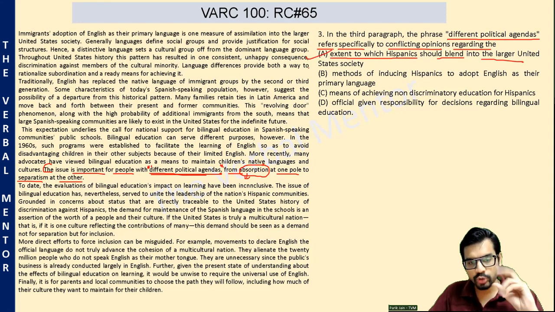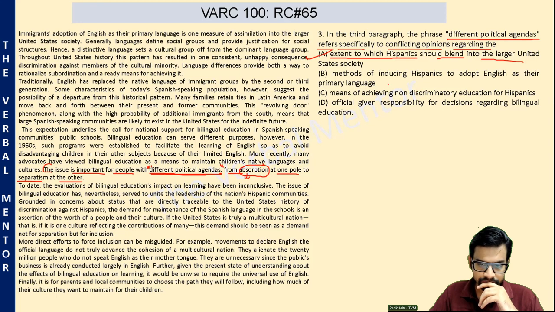These words, absorption and separatism, take us to option A. This is the issue of discussion. This is the issue of conflict. The extent to which the Hispanics should be absorbed or blended into the broader American culture. One spectrum, one ideology says they should be separate, another says they should be absorbed completely. Therefore, the extent to which they should be absorbed is the issue, the concern, the topic of debate.